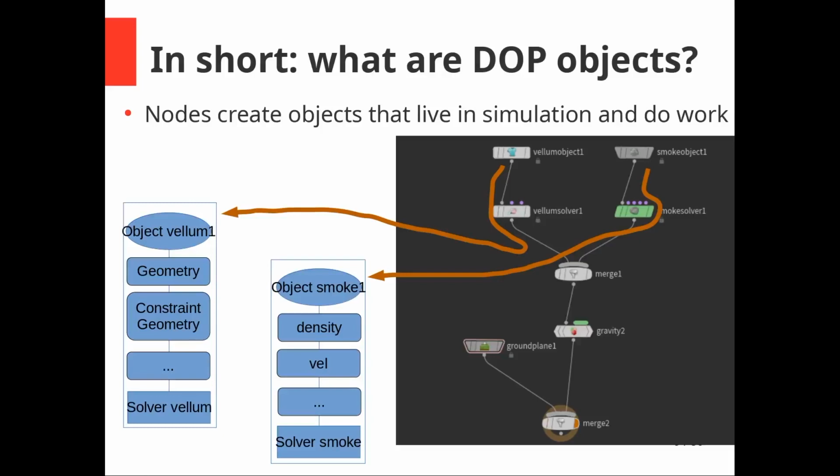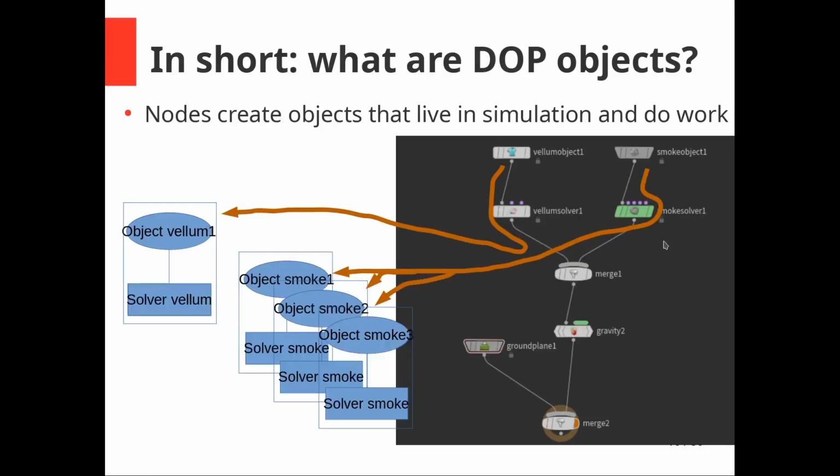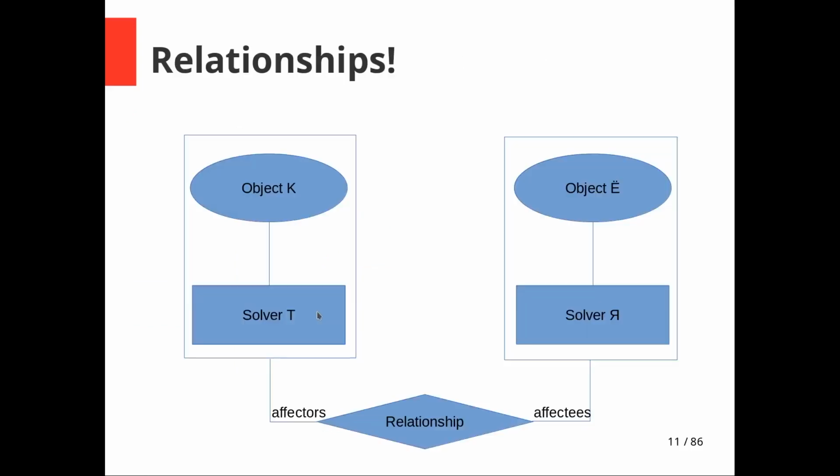In the case of vellum to smoke collisions, the base of our network will look something like this, where the left and right branches produce vellum and smoke objects respectively. In the actual battle scene, however, there will be one vellum object with all balloons in its geometry data, but multiple smoke objects, one per balloon, produced by the same smoke object node branch.